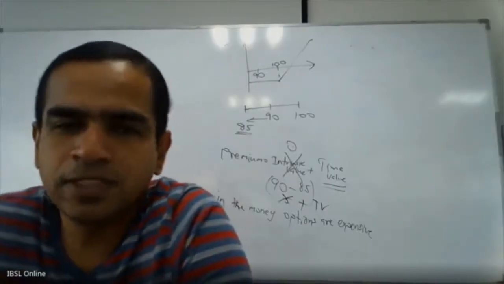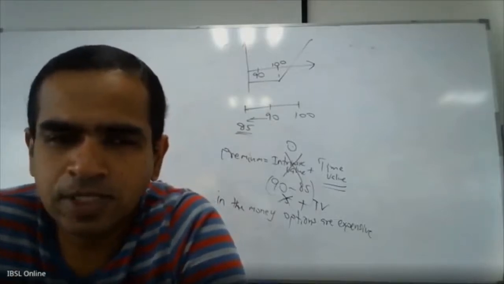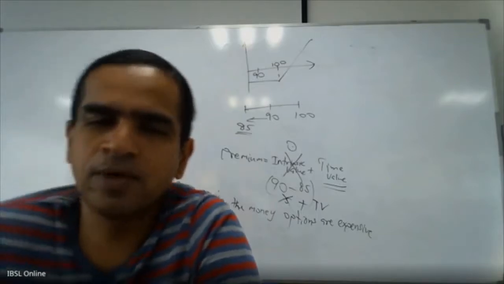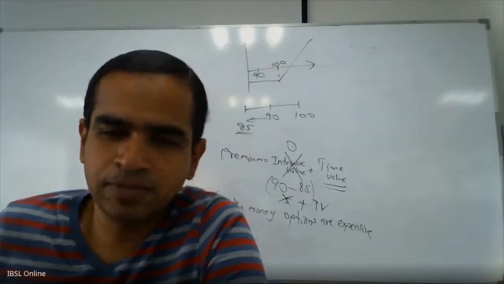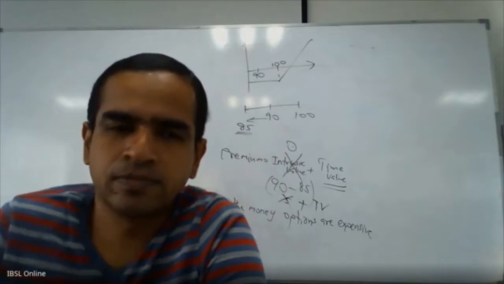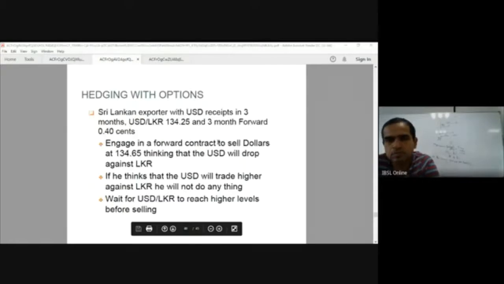So if the yen depreciates to 100, he needs to pay more yen to buy $2 million. He needs to purchase a dollar call yen put with strike price 95 expiring in 3 months. If the market moves lower, he buys dollars cheaper. If the market goes down, he doesn't have to exercise the option. If the market goes against him, he is protected by the call option. Shall we try this example?